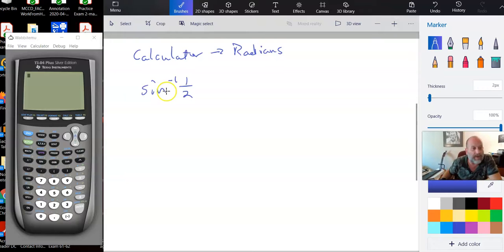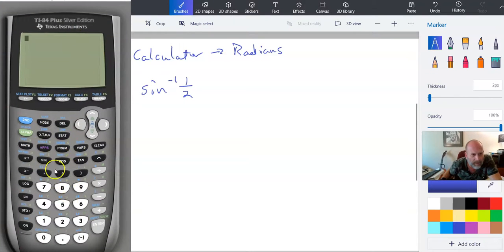Now if you look over here on your calculator, you see the sine button. Maybe I can make this bigger. There we go. There's the sine button. It's the second function on the sine, that sine to the -1. So we're going to do that. We want sine inverse. I can either put it in as 1 divided by 2 and then close the parentheses, or I can put it in as 0.5. It'll take the decimal or the fraction. And then we hit enter, and it gives 0.52359.